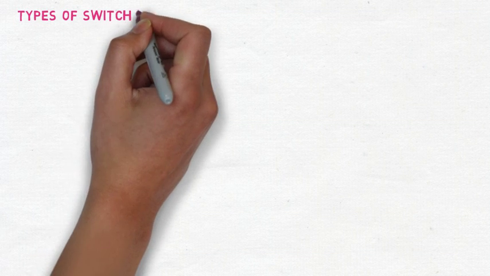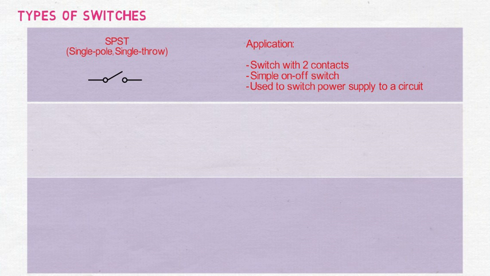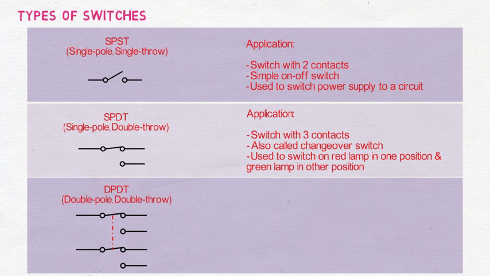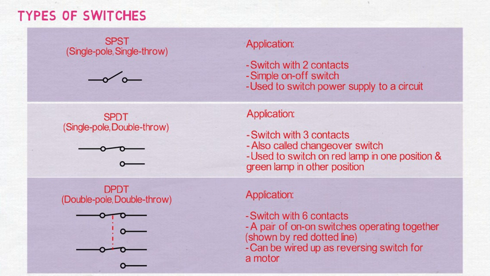Now we will look at the types of switches. There are the SPST, single pole single throw, SPDT, single pole double throw, DPDT, double pole double throw. The simplest type of switch is the SPST switch. They have only two contacts and widely used everywhere like switches in your room.